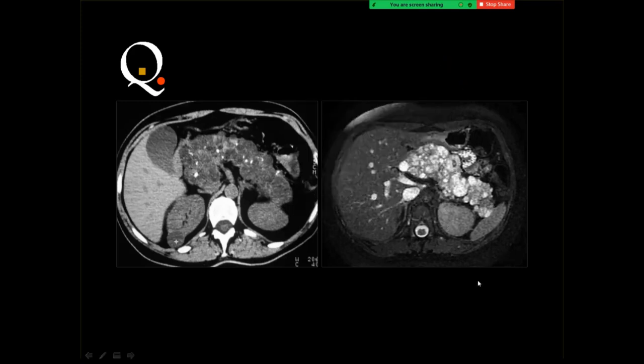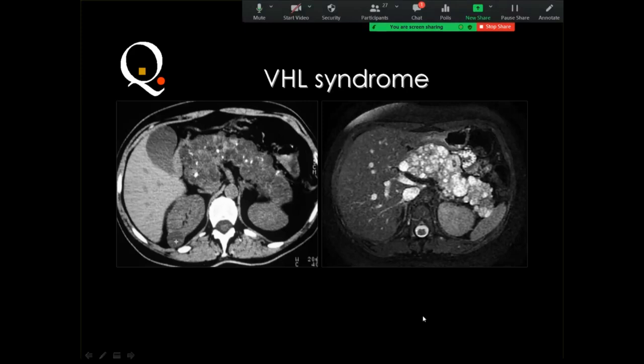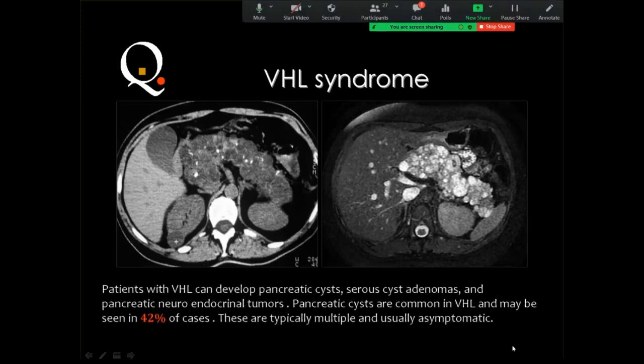Pancreatic cystosis is a good possibility, but my advice to you, if you see numerous pancreatic cysts, especially if no other cysts are present in the liver or the spleen, then you think of von Hippel-Lindau syndrome, and the pancreatic cysts are present in about 42% of the cases with von Hippel-Lindau syndrome. They are usually totally asymptomatic.